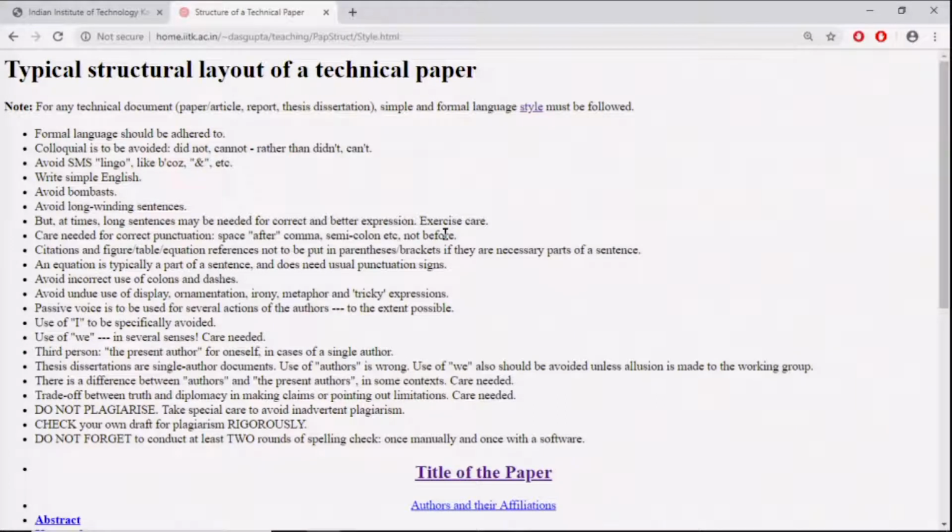This is one mistake which many people make. Okay. Then citations and figure, table, equation references should not be put inside parentheses or brackets if they are part of the sentence. For example, if you are writing that figure 7.2 shows something, or figure 5 shows something, figure 7.2 in a dissertation, figure 5 in a paper.